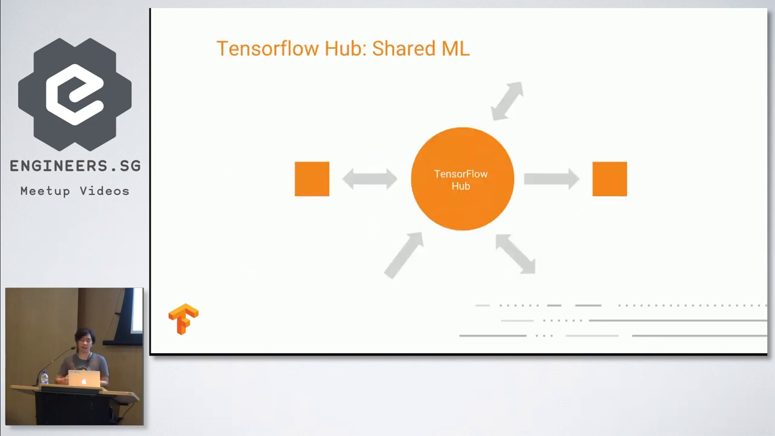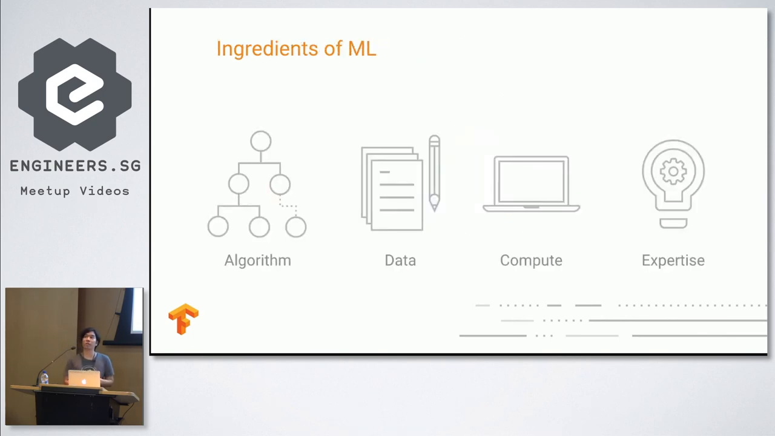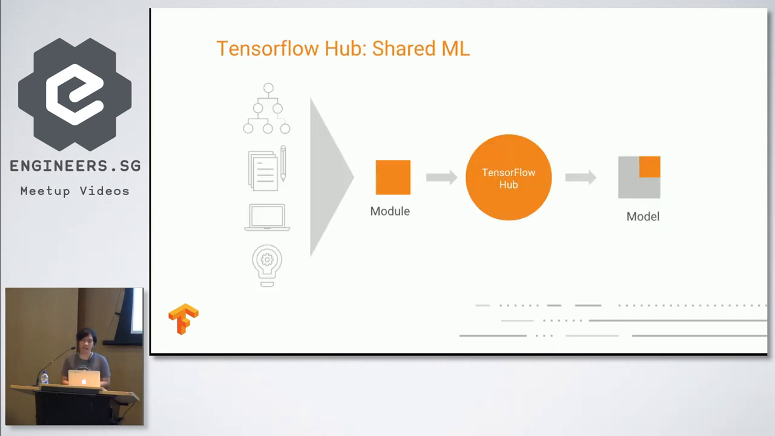So why is it a good idea? Think about it: if you want to build a machine learning model, then you need a lot of things. You need algorithms, you need data, you need compute power, you also need machine learning experts, right? But the idea is that TensorFlow Hub distills these four things into something called a module. Then you can share your module on TensorFlow Hub and other people can reuse it so that they don't have to have these four things.